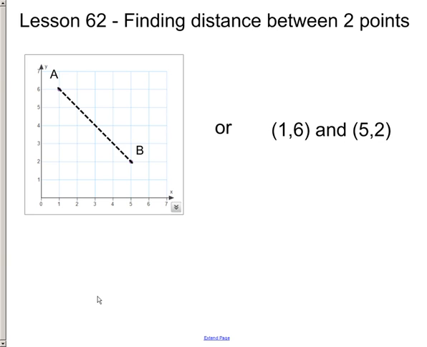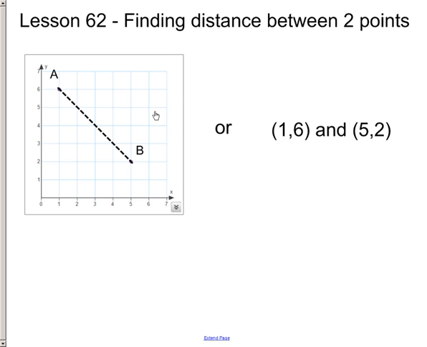How do you find the distance between 2 points? Sometimes they're going to be given a graph like what we see here on the left. They will actually connect the 2 points with a line. Sometimes they won't, so it might be just 2 points sitting there. And it's up to you to find out what's the distance between them.